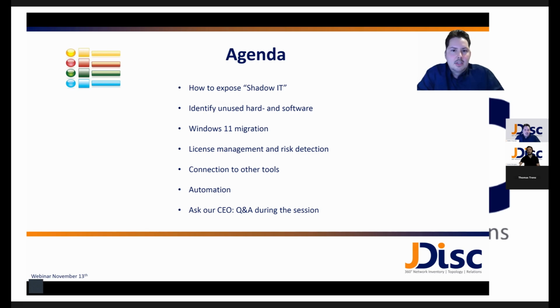Then we come to license management and risk detection. How is JDisc able to help you with your licensing and also risks? It can detect risks and tell you what you may need to license. After that, we come to connections to other tools: the data can be used in other tools, and we show how to do that. In the end, automation, which means you don't have to do anything by yourself. JDisc is fully automatic, and you can configure that as well. We show you how it's done.